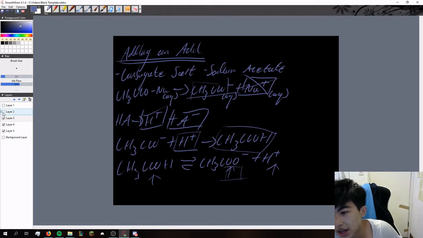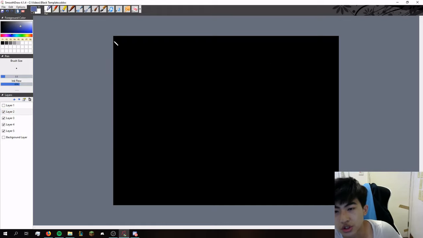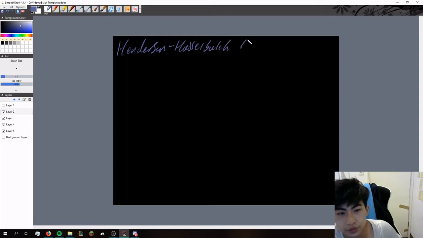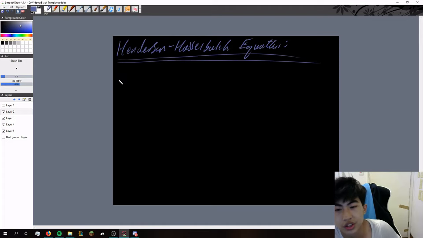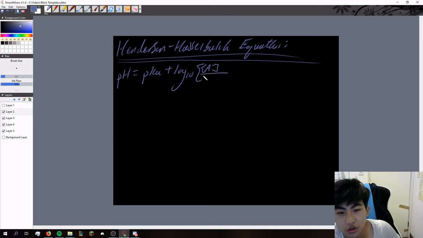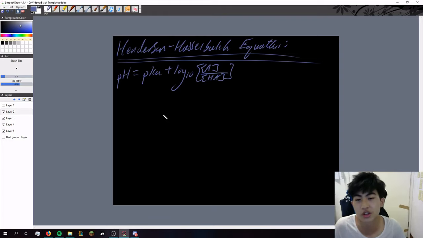Now let's relate this all back to the Henderson-Hasselbalch equation. So, how does this all come together? Now, this actual equation is given as pH, our dependent variable, what we are trying to find, equals pKa plus log 10 of the concentration of A minus over the concentration of HA. Now, let's dissect this equation and try to figure out what it all means.